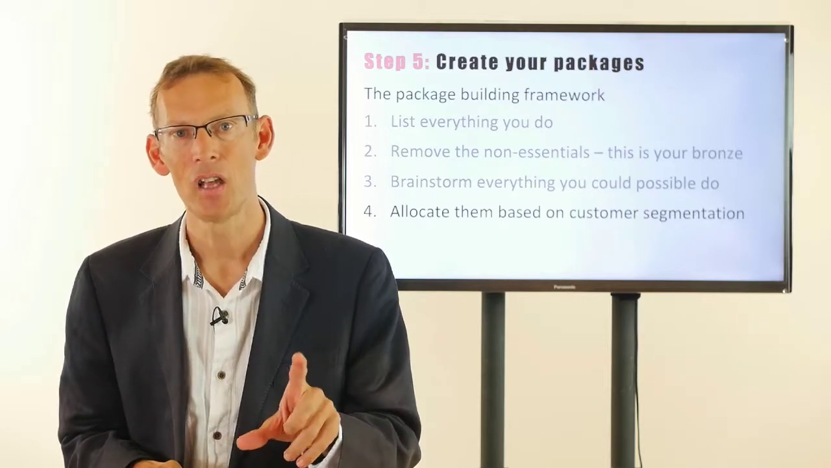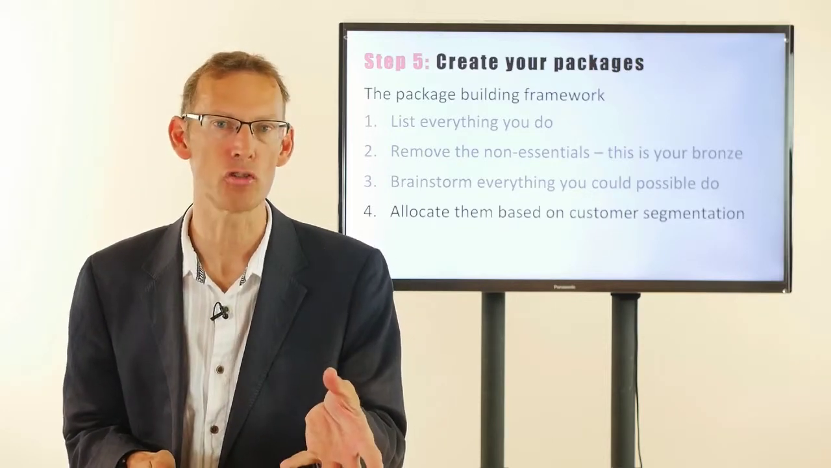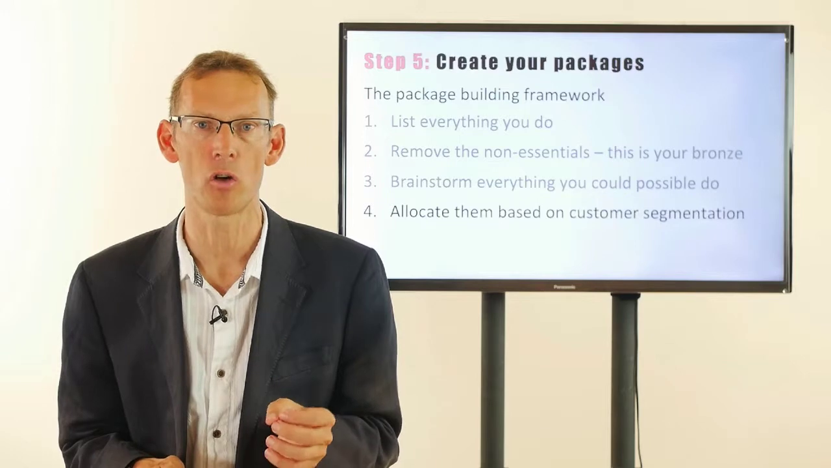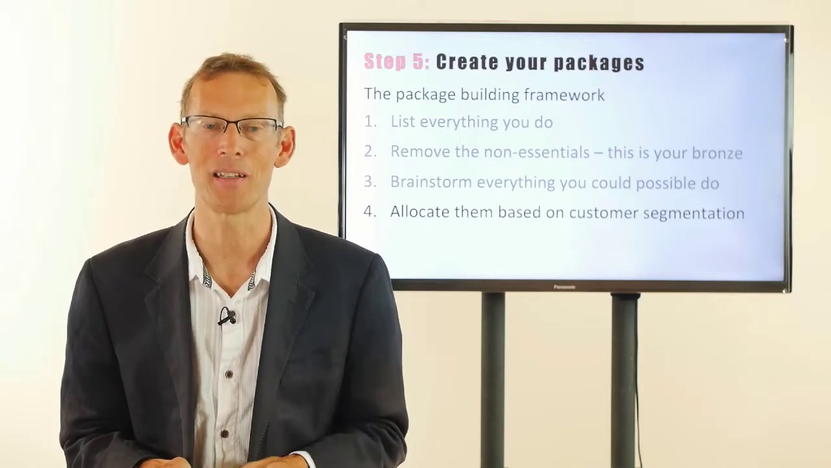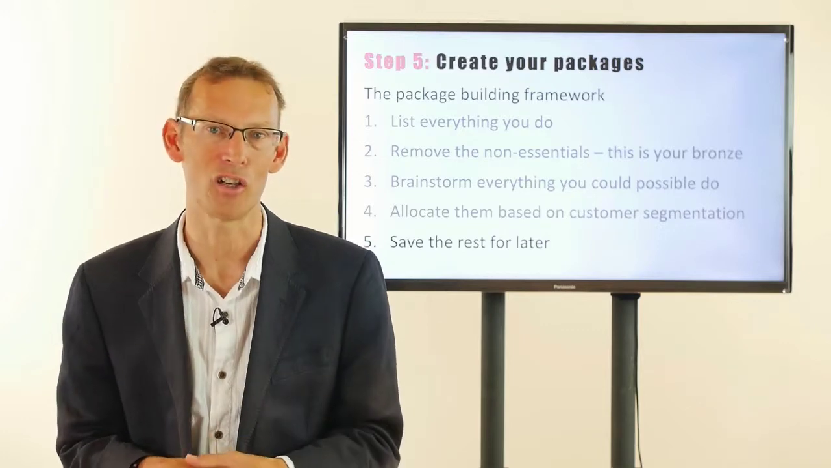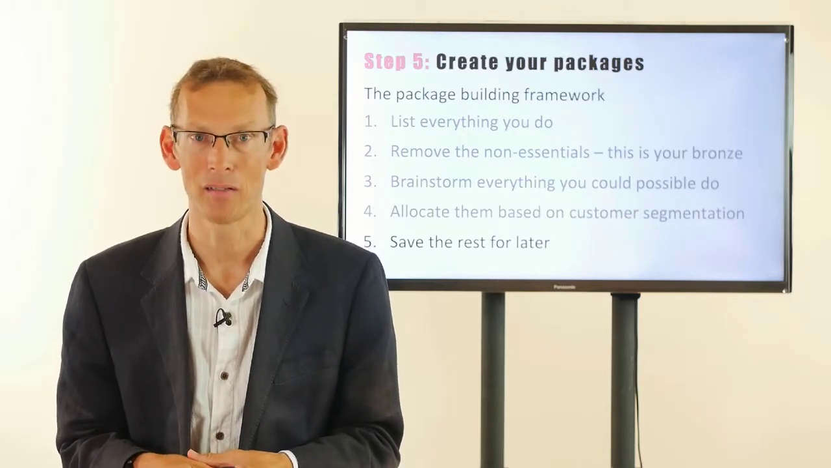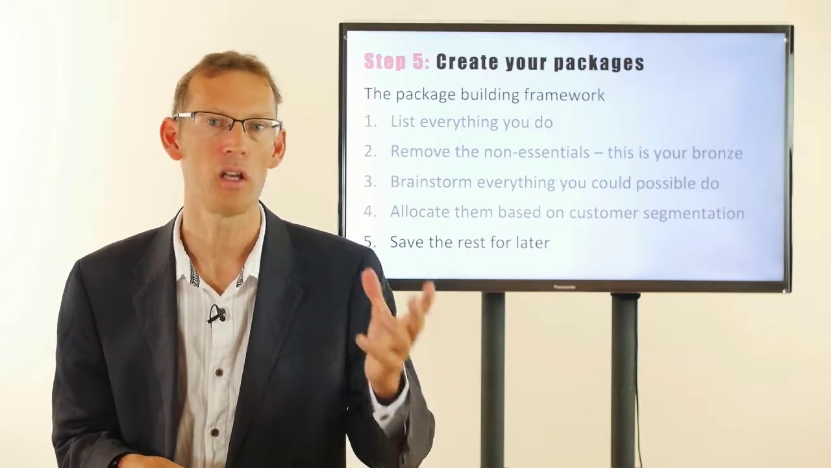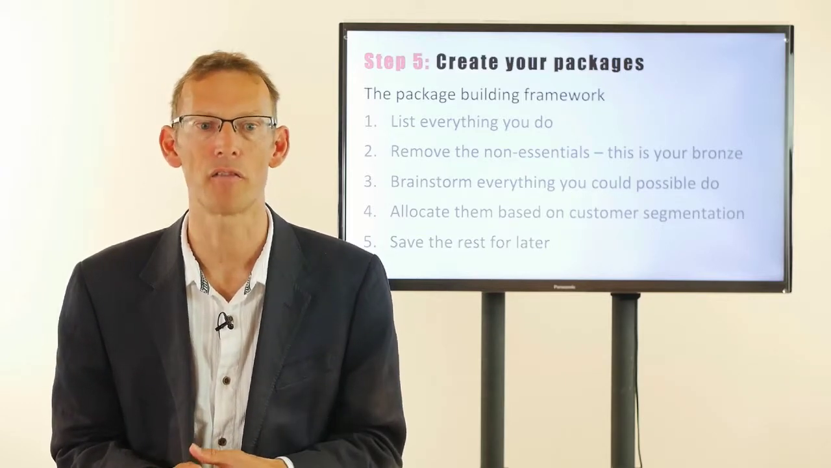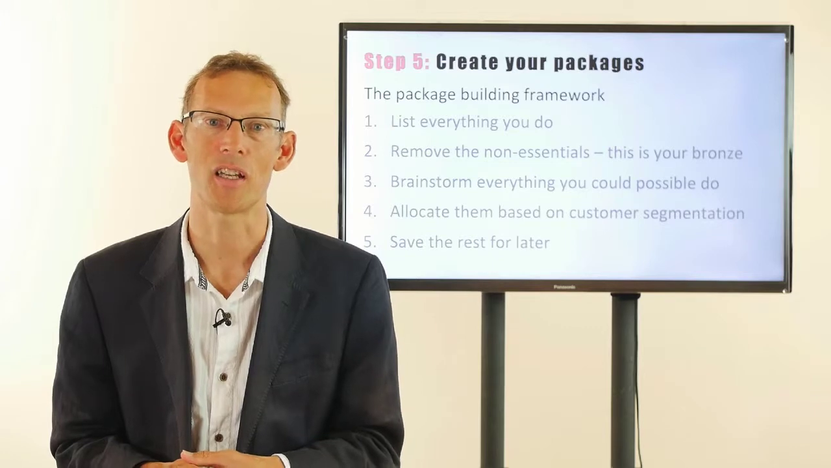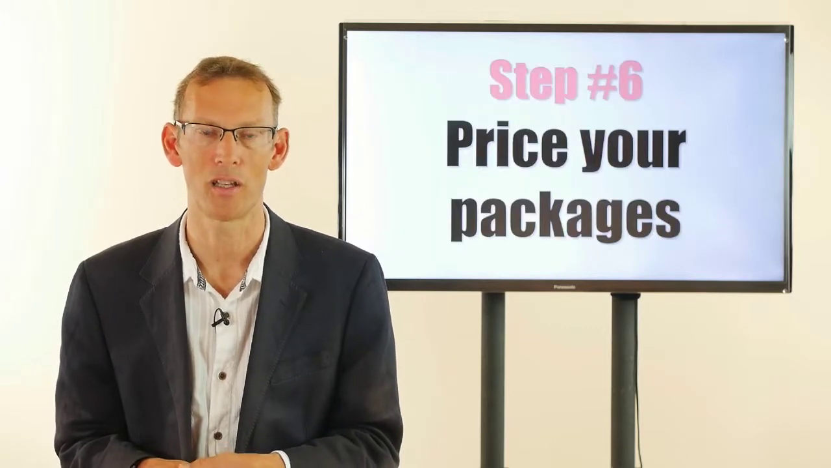And that means that it doesn't matter how wonderful a feature is that you could build into your bronze, silver, gold. If that feature doesn't meet the needs of a particular segment, you save it for later. You use it in another way. It could be as an option, an upsell, or a cross-sell. That's the five-step framework. Then number six is you come up with the price for your packages.